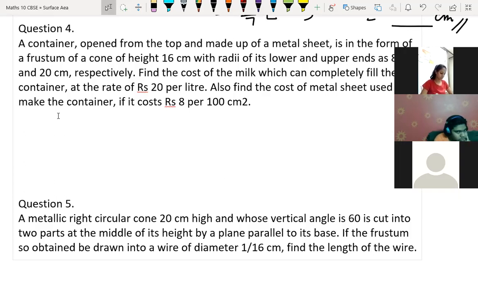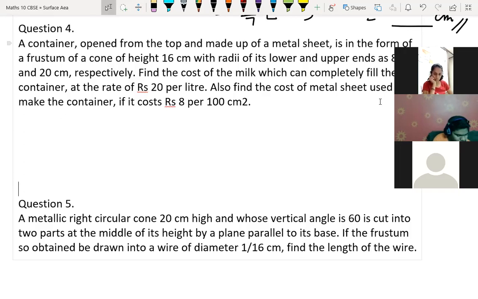So, container opened from the top. All of you children try question number 4 over here. Can you just think about this question? A container opened from the top is made up of metal sheet, in the form of a frustum of a cone, height 16, with radii of its lower and upper ends as 8 and 20.